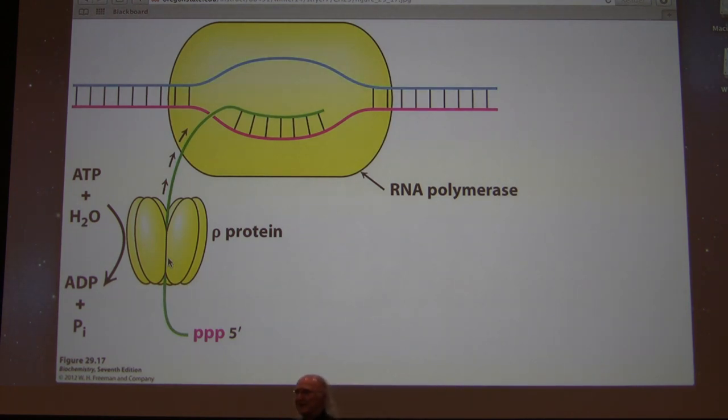Yes, question. So the rope that's coming out of the RNA, is the RNA strand. That's RNA, that's correct. So this green strand is the RNA.